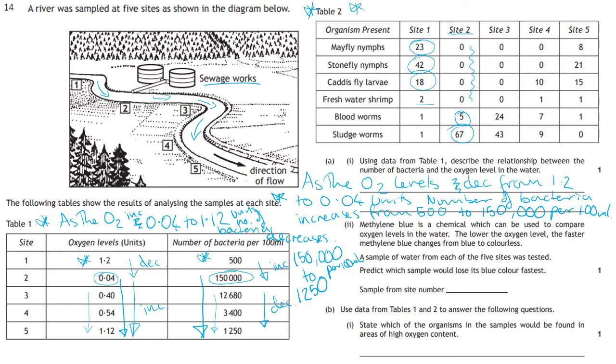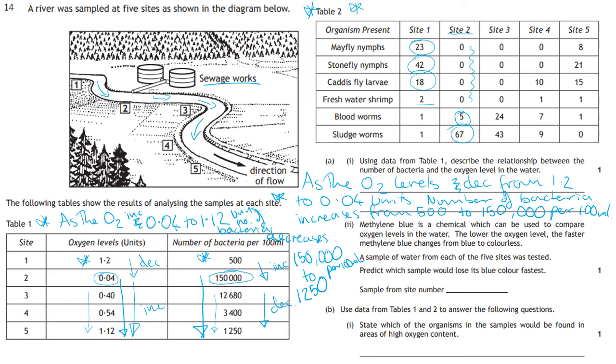Predict which sample would lose its blue colour the fastest. So let's go back to the start. The methylene blue is a chemical which can be used to compare oxygen levels in the water. The lower the oxygen level, the faster the methylene blue changes colour, so the faster it changes from blue to colourless.